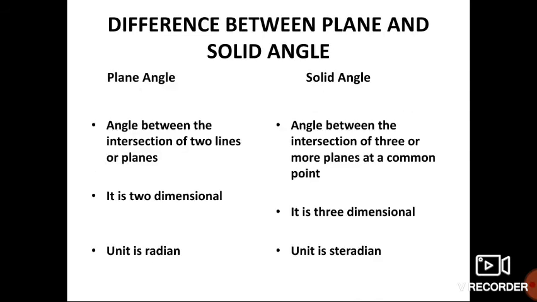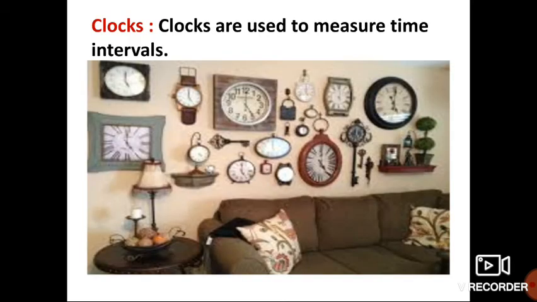Clear? Next one, the unit. Plane angle's unit is radian. The unit of solid angle is steradian. So these are the differences between plane angle and solid angle.